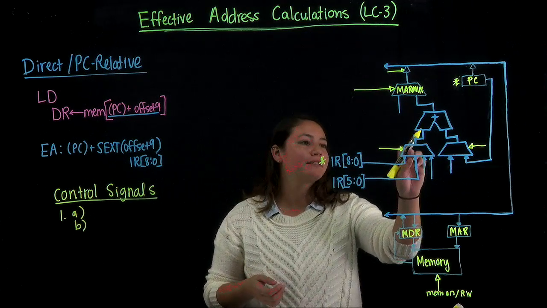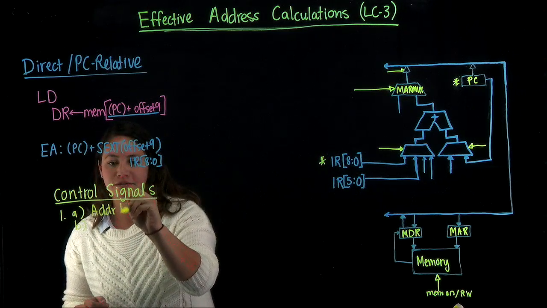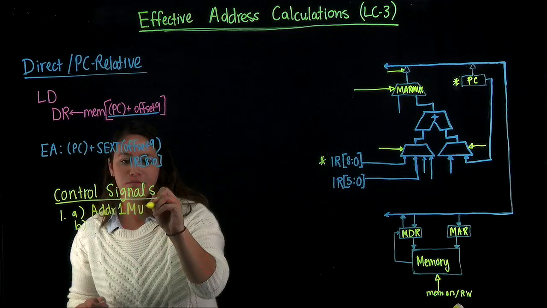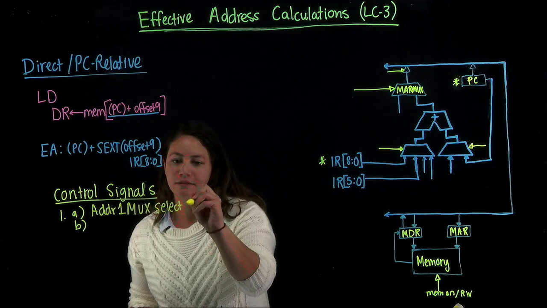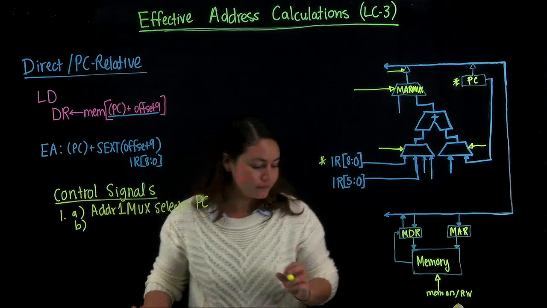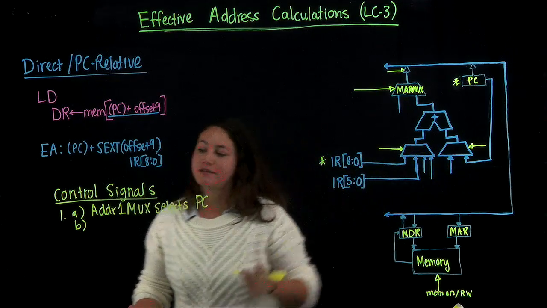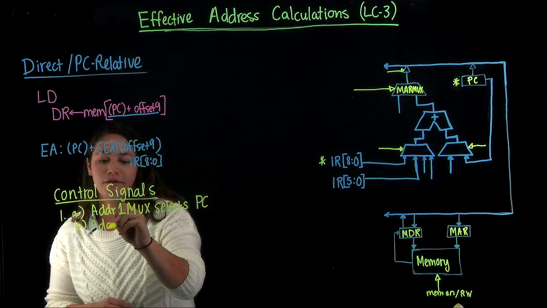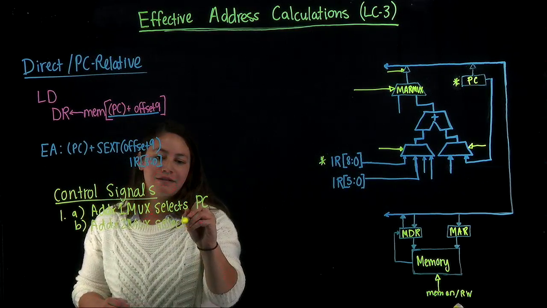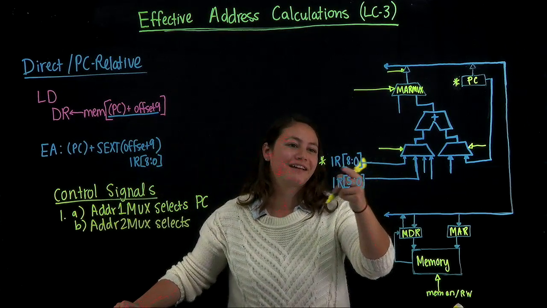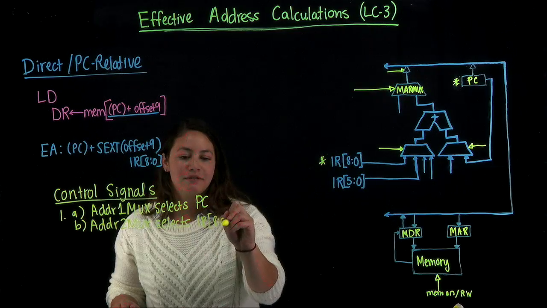So we can write it as the address 1 multiplexer selects the PC. And then we could just do the same thing for this multiplexer right here. So that one we would call the address 2 multiplexer. And that one's not going to select the PC. It's going to select the instruction register bits 8 down to 0.